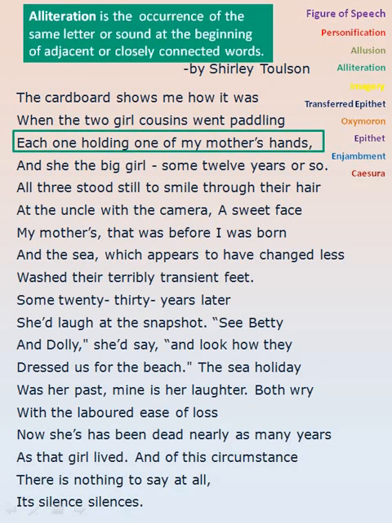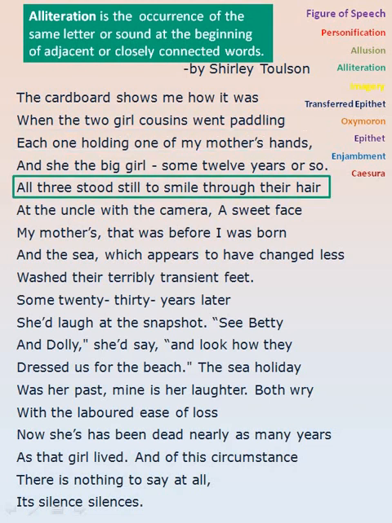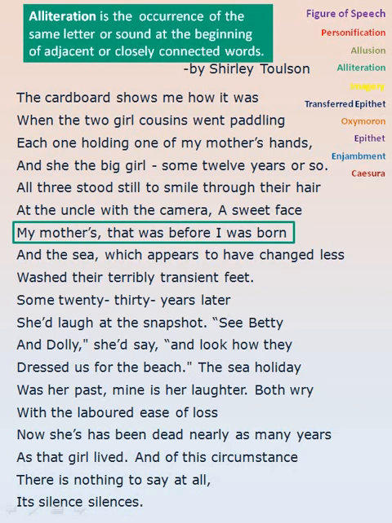Alliteration is the occurrence of the same letter or sound at the beginning of adjacent or closely connected words, that is, except the vowel sounds, the consonant sounds. So, here in the third line, we can see that my mother's, both the words begin with M. So, here it is alliteration. In the line, all three stood still to smile through their hair, here you have two alliterations. One is stood still smile, where the sound of S is used as the first letter, and then through, there also you can see the sound of T is used. Again my mother, where the M sound is repeated.